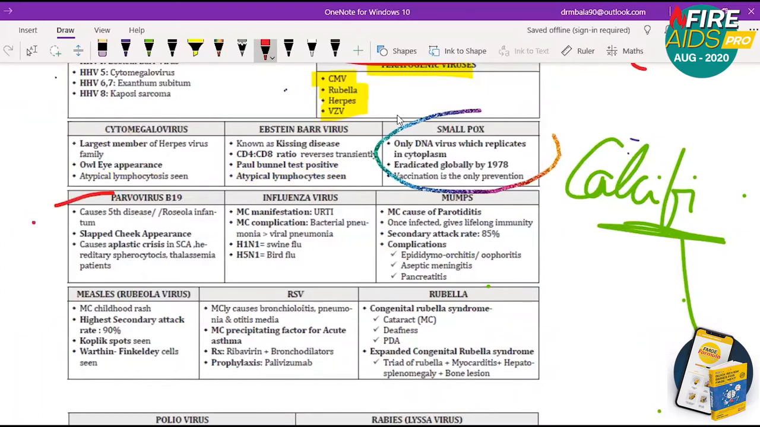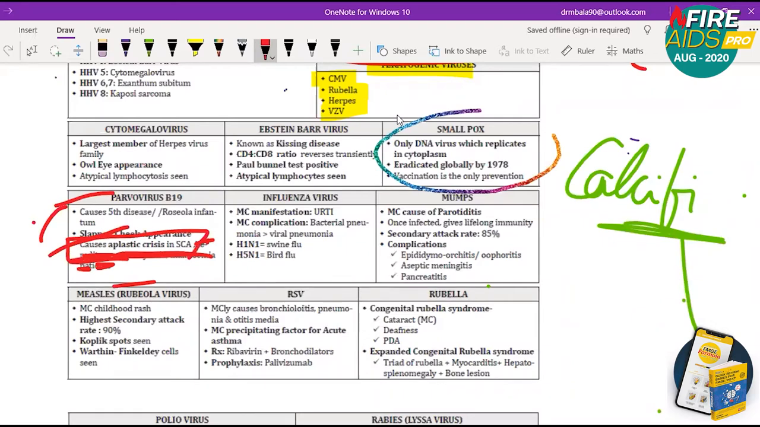Parvovirus B19 we have. This causes something called fifth disease or erythema infectiosum. It causes something called slapped cheek appearance. And also it causes aplastic crisis in sickle cell anemia. You can forget about thalassemia and hereditary spherocytosis, but sickle cell anemia you should never forget. Aplastic crisis in sickle cell anemia.